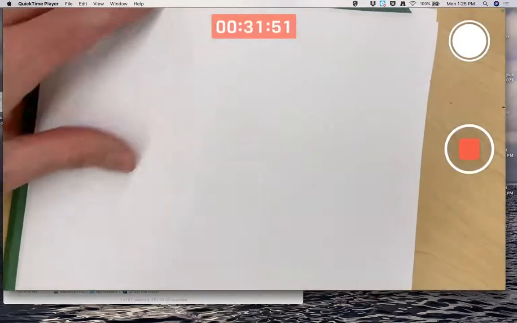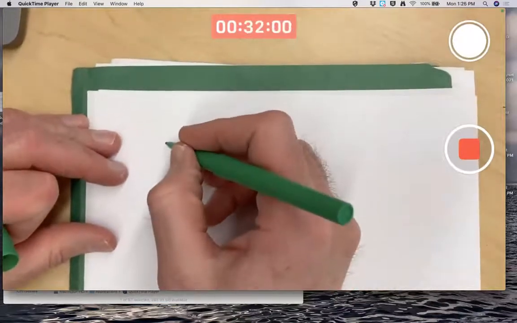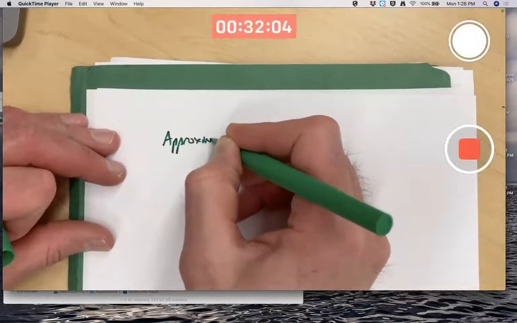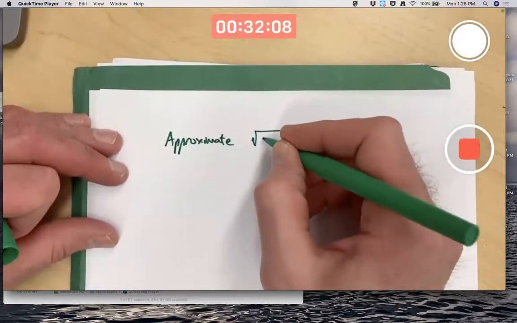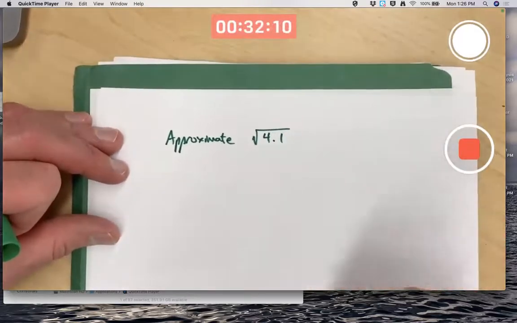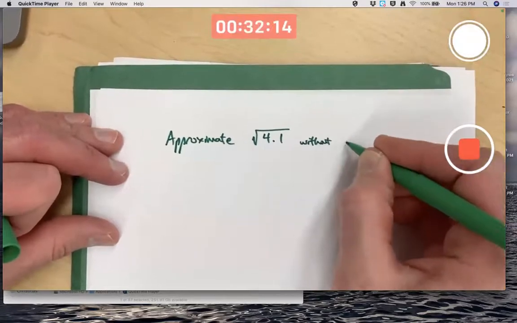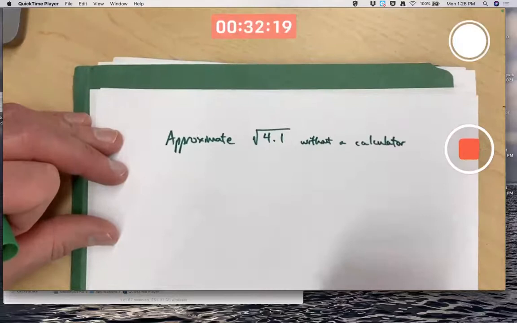But we do it for more mundane things here in Calculus 1. You can't do the advanced stuff unless you can do the basic stuff. Let's use it for a mundane thing. Let's approximate, oh, how about the square root of 4.1 without a calculator. Ha ha ha, without a calculator. Just to emphasize that it can be done.